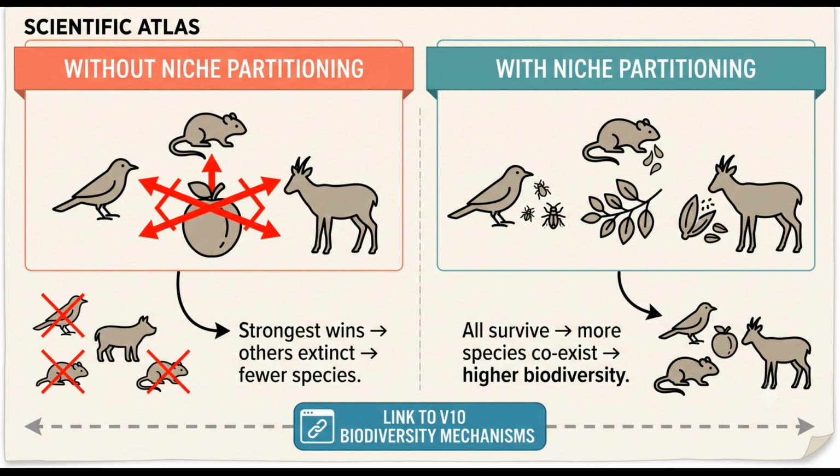This is one of the reasons the rainforest contains 50% of the world's species despite covering only 6% of the land, which we explored in video 10. Niche partitioning can appear in exam questions both as an animal adaptation and as a reason for high biodiversity. Be ready to use it from either angle.